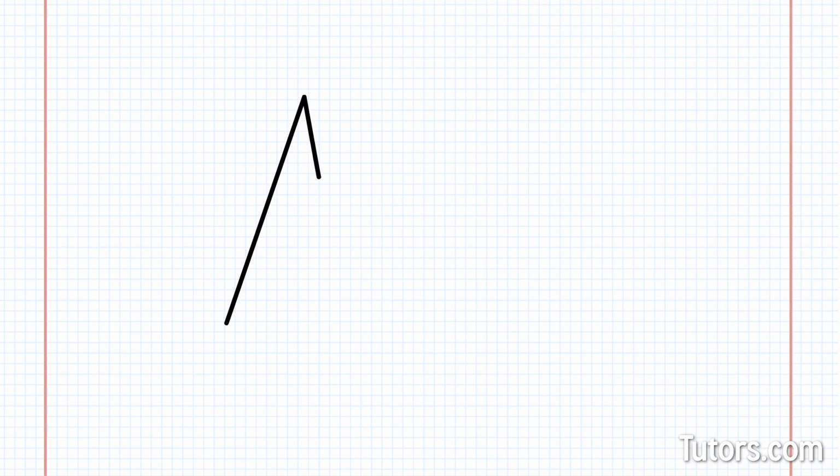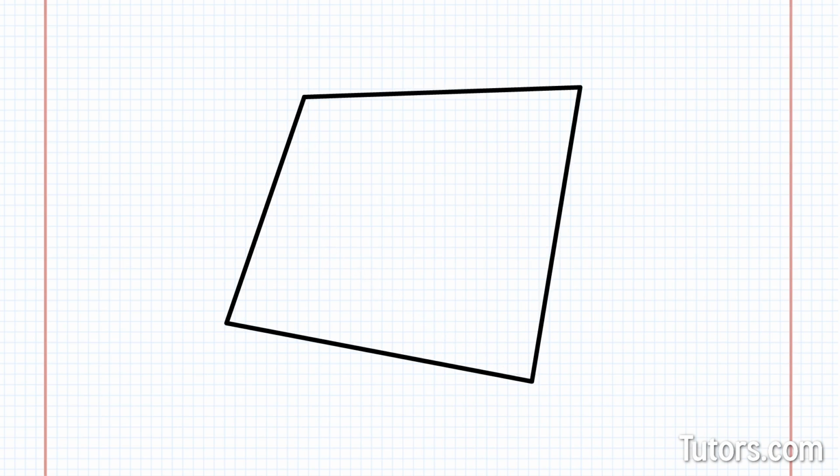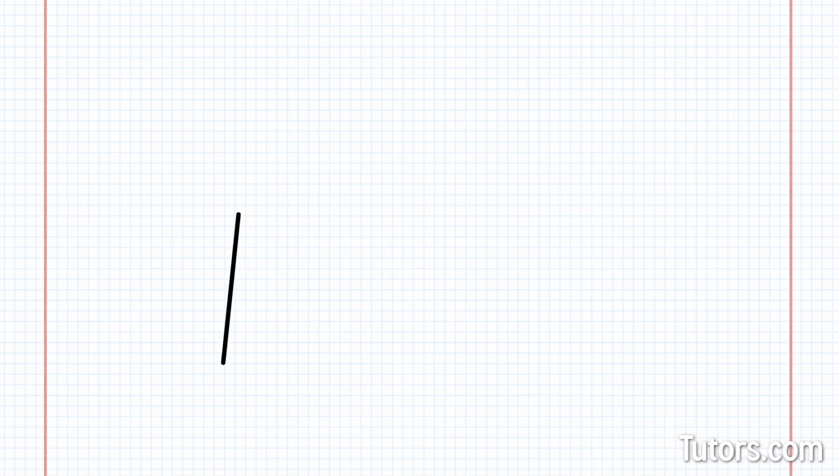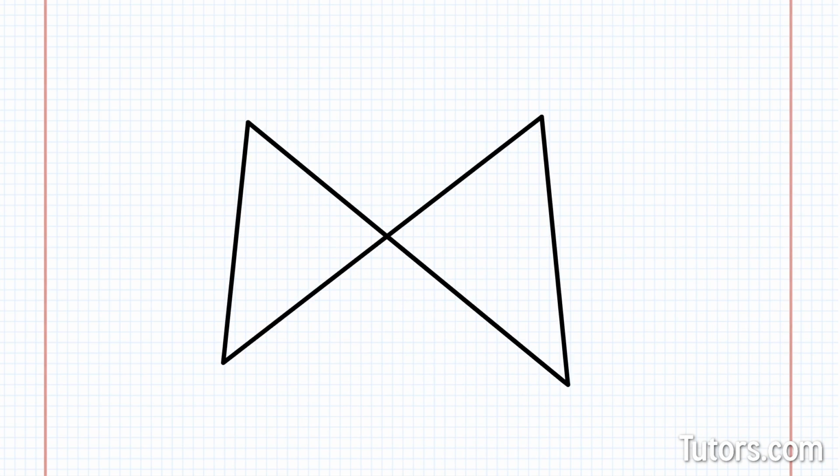Draw a simple quadrilateral. Do not let any line segments cross each other. Your simple quadrilateral could be either concave or convex. If 2 sides point inward, you drew a concave quadrilateral. Now, draw a quadrilateral where 2 non-adjacent line segments cross each other. You have drawn a complex quadrilateral.